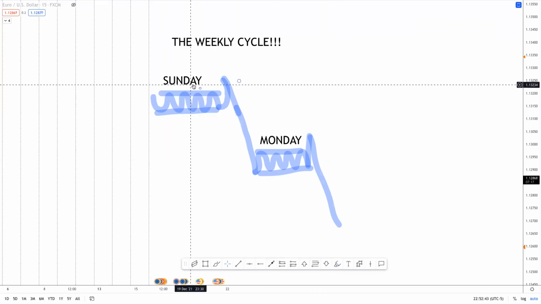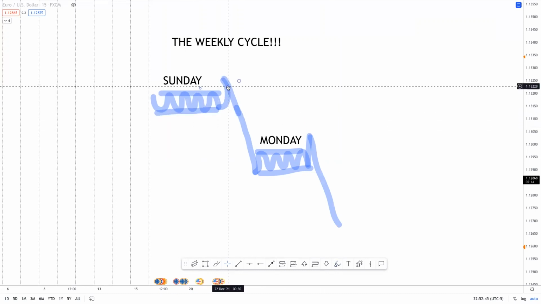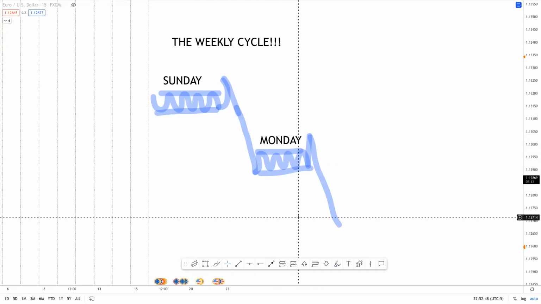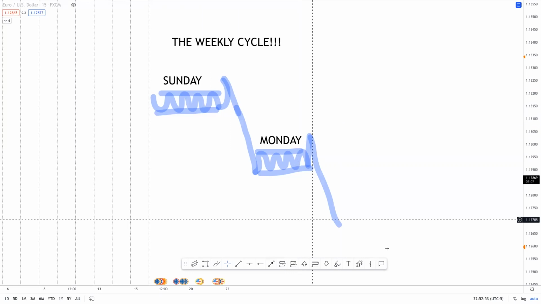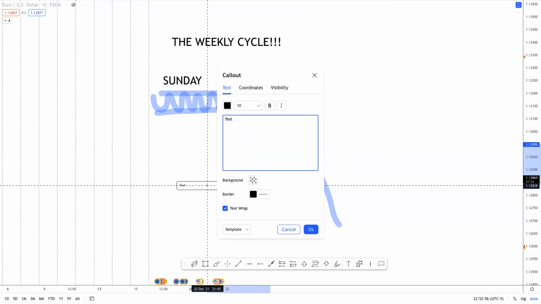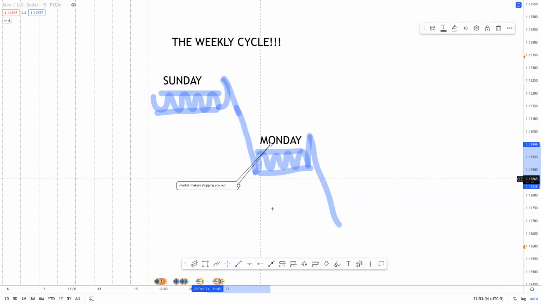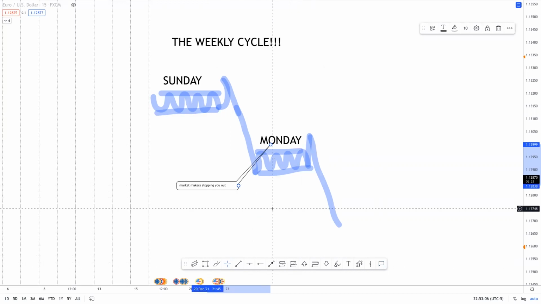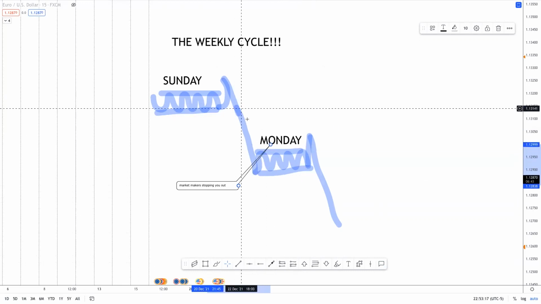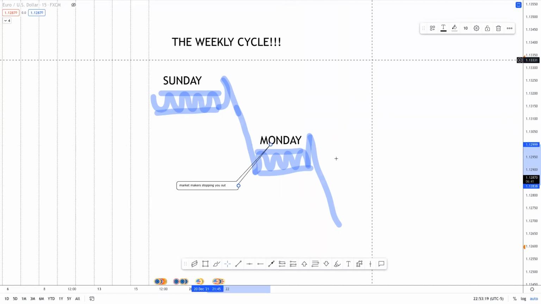So at first, Sunday's your initial buildup. Monday is your false move. Why is Monday your false move? Monday is your false move because that is the market makers stopping you out. Why are they doing this? Because a lot of people who are trading at the beginning of the week are putting in their positions, and the market makers need to take that liquidity in order to move price higher or lower. In this case, market makers are pushing price down in order to take price higher.